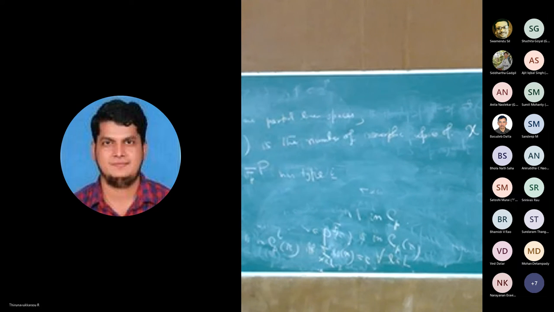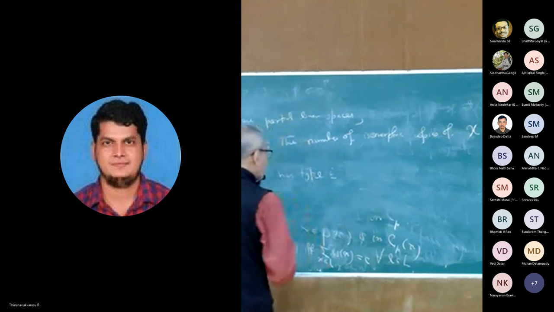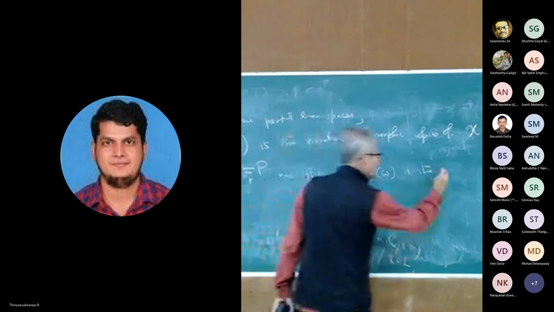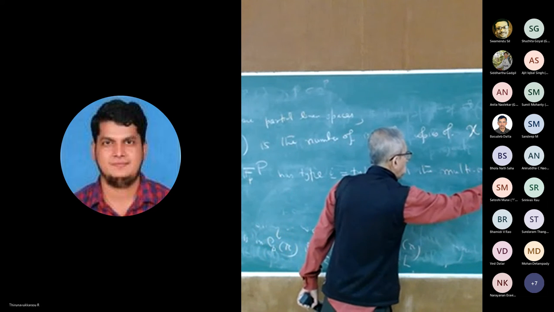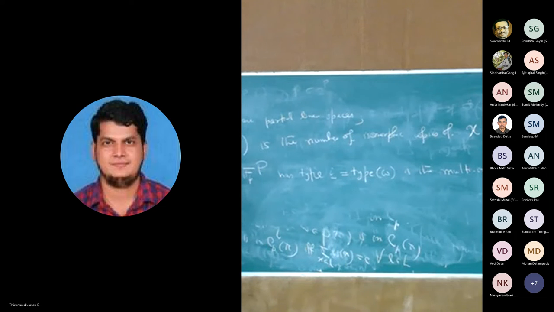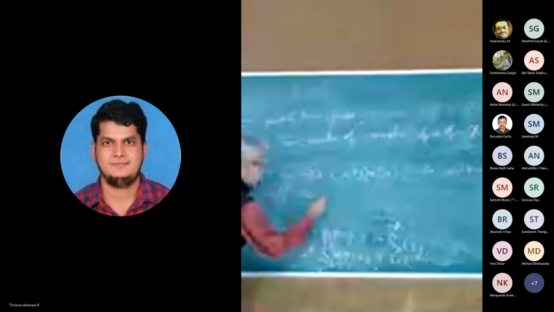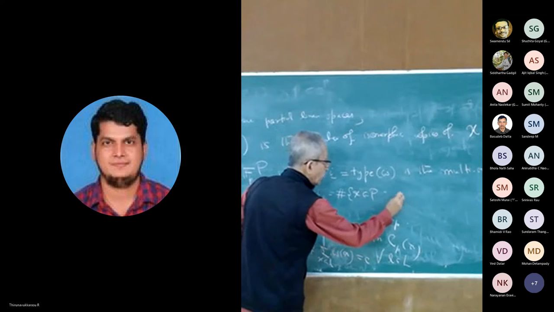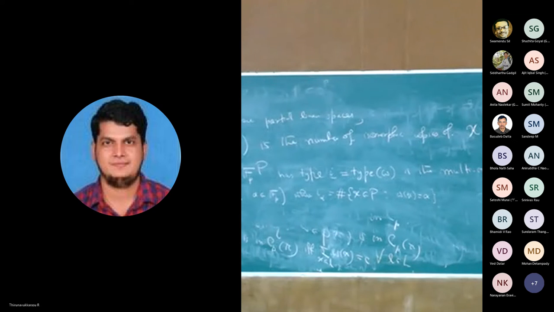Take any word W in F_p to the power P, any vector. Its type is the multi-index I equal to I sub alpha, alpha in F_p, where I sub alpha is the number of points x such that W(x) equals alpha. So remember, W is actually a function and its type is counting or recording how many times various values occur.